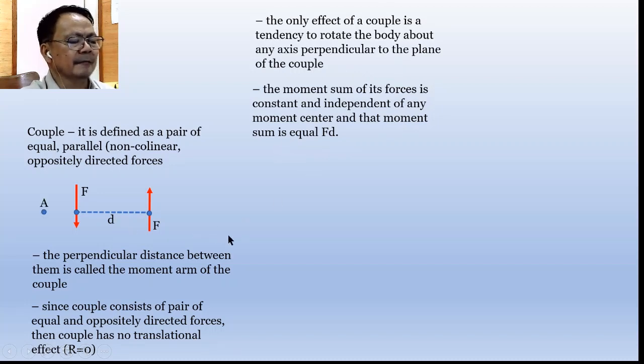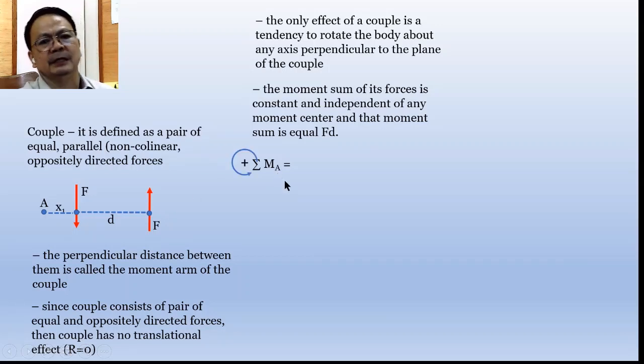Let us have a point A somewhere to the left of this first force, and the distance of that A from that force is defined as x sub 1. If we sum up the moments of these two parallel forces about A, considering that one direction is positive, if we use the right hand thumb rule in defining a positive moment, then we will use the moment in the counterclockwise direction as positive.